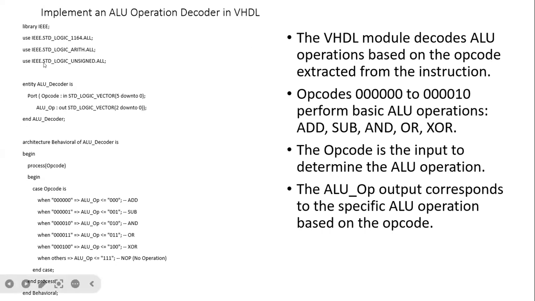So in this case, we have the entity. This is more like an arithmetic logic decoder. The opcode, we've defined it to have 6 bits, and the arithmetic logic operation to have 3 bits. Now we have declared the entity where we have the input and output defined. Then the architecture is defined, and we have the process, which is the opcode, right?